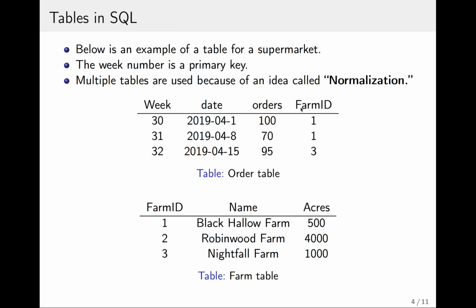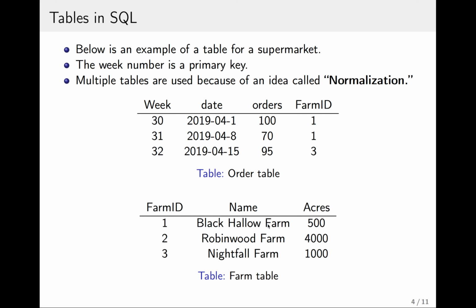When you separate the information to separate tables, that means you can easily change the name of the farm or change the number of acres if it grows. And that's the area of the farm. And essentially the normalization just means one piece of information is in one place.